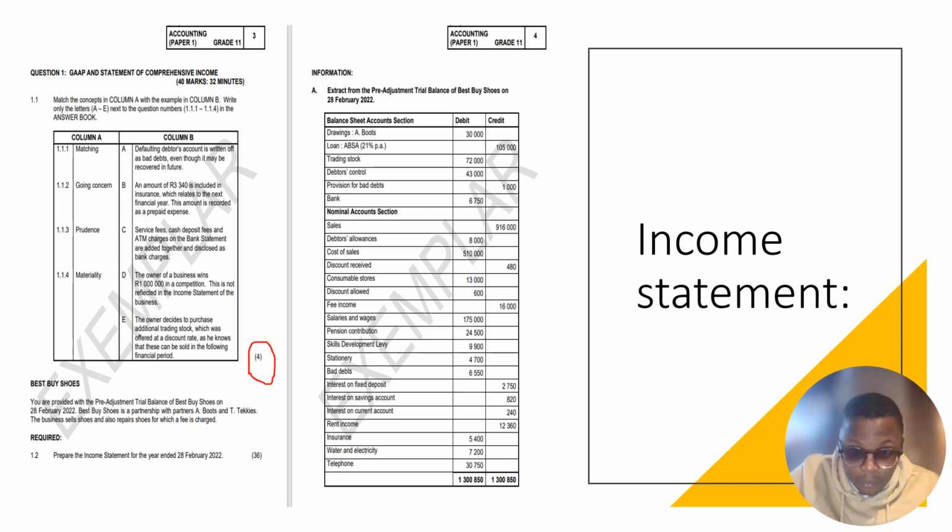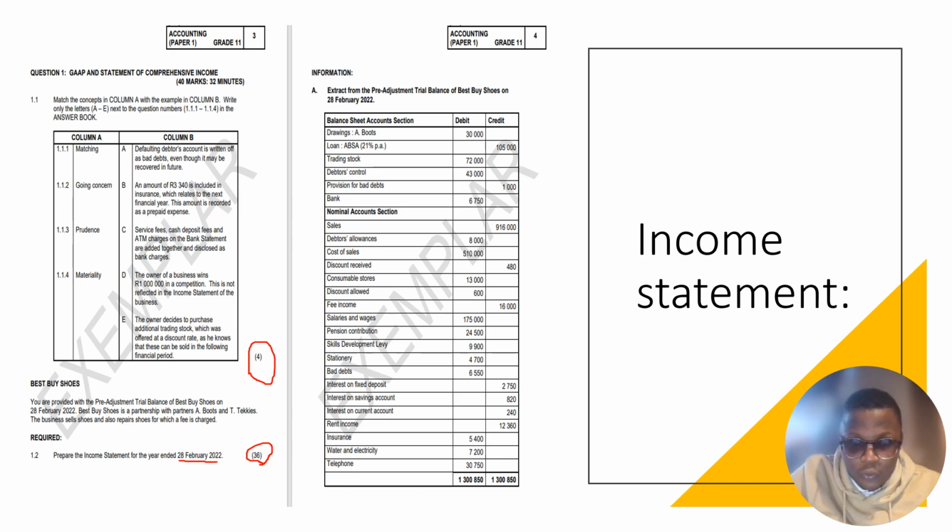And then the required says, prepare the income statement for the year ended 28 February 2022 for 36 marks. So our year started on the 1st of March 2021, and then it ended on the 28th of February 2022. So that's what we're dealing with. This is the trial balance that we'll be using.